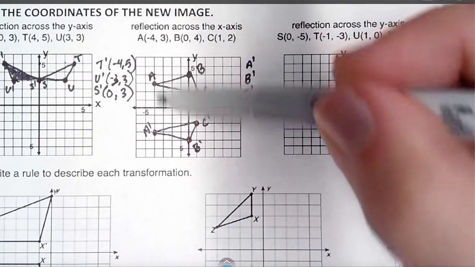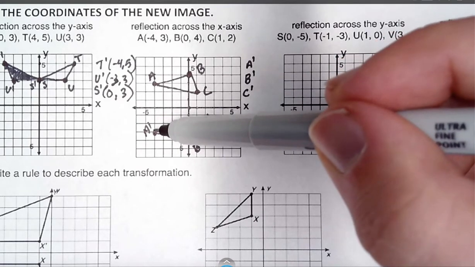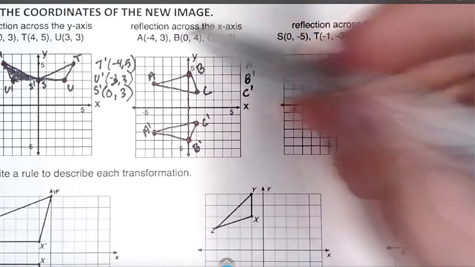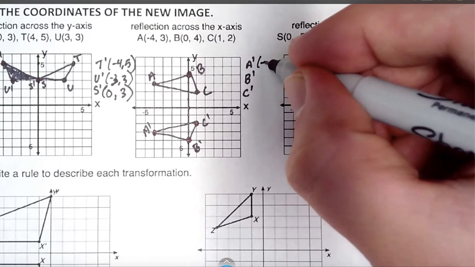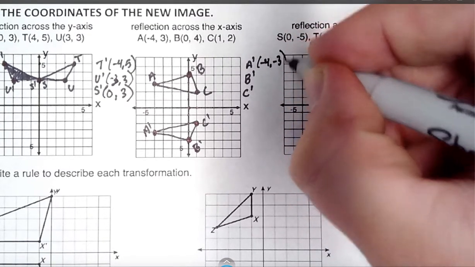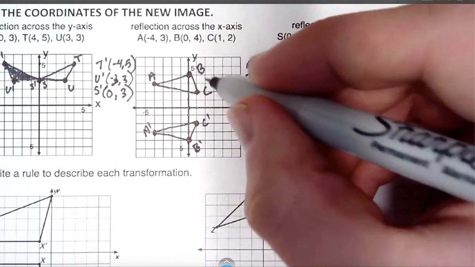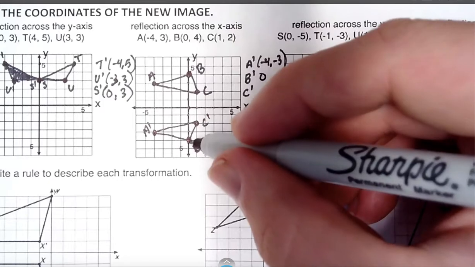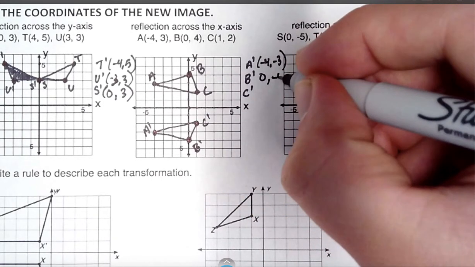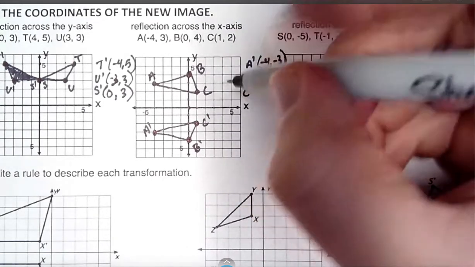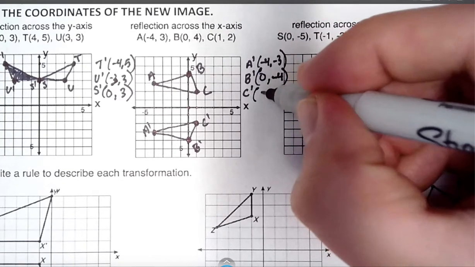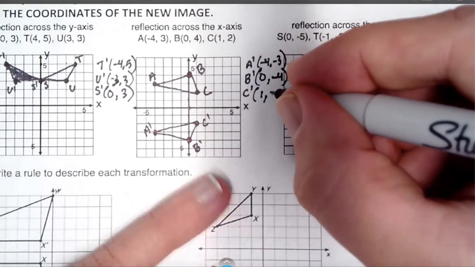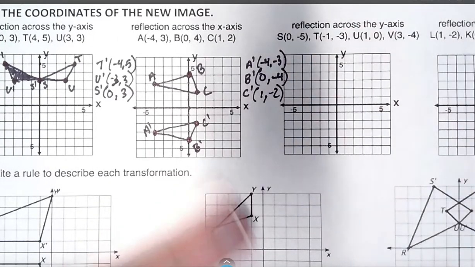So A right here is -4, -3. So -4 stays the same, and then that one actually changed signs, like we said it was going to. B prime, 0, stays the same. And then +4 became -4. Yep, that's exactly where B prime's at. And then C, 1 stays the same, and 2 changes signs. Yep, and that's exactly where C prime is, right there.